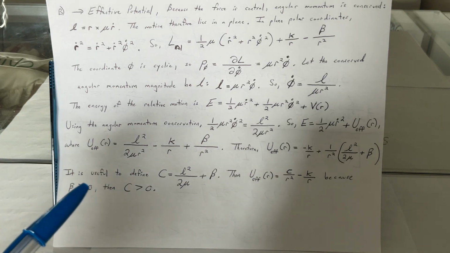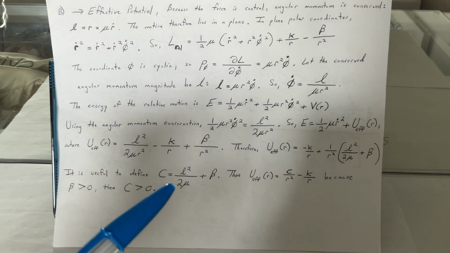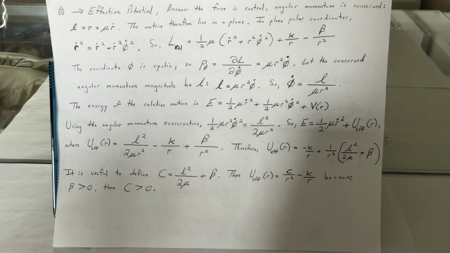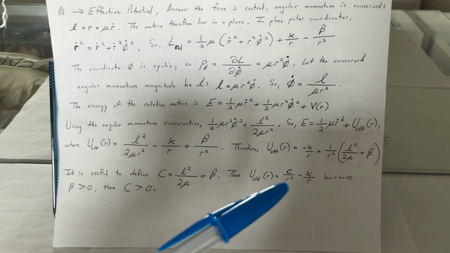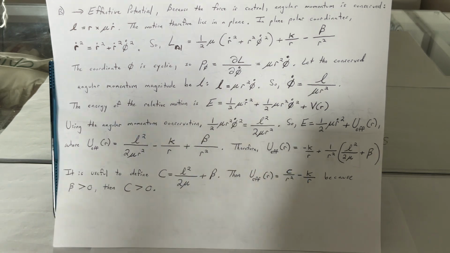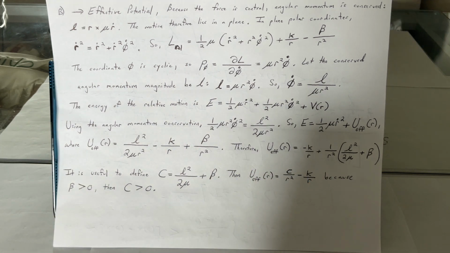And furthermore, here it is useful to define C equals L squared over 2 mu plus beta. Then U sub EFF of r equals C over r squared minus k over r, because beta is greater than 0. And following that, C is greater than 0. Okay, moving along to part C.